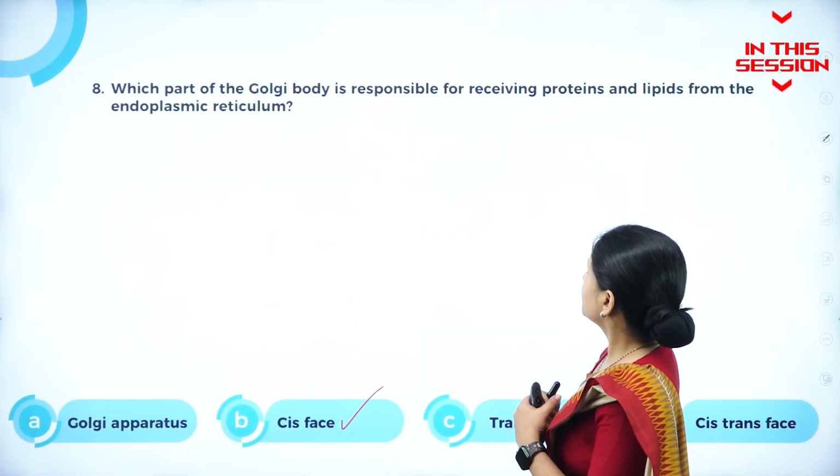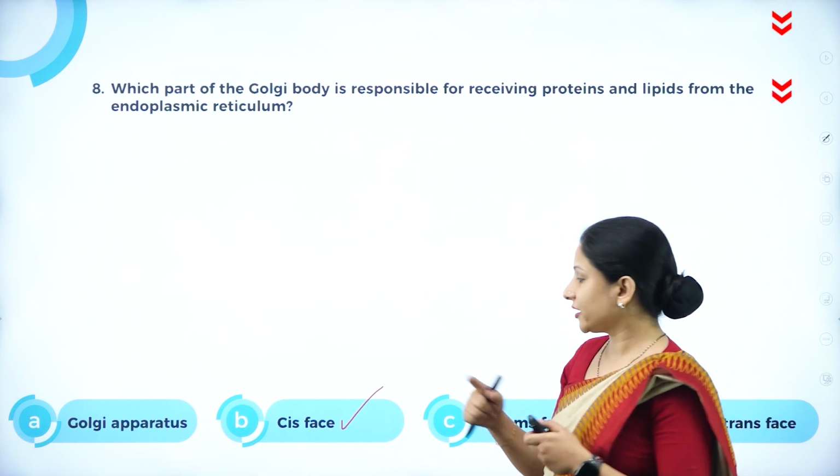Which part of the Golgi body is responsible for receiving proteins and lipids from the endoplasmic reticulum? It is cis phase.